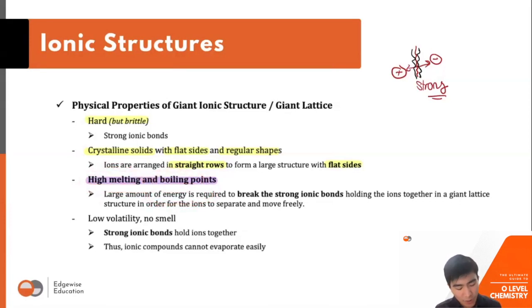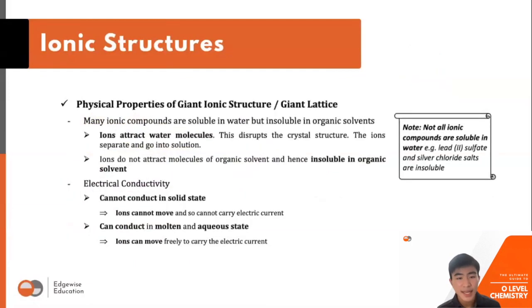Now next one, low volatility, no smell. This one no need to say much. It's not very important. Most important is the one in purple. All right. Now next, ionic compounds are soluble in water. This is something that you need to know. Very important. Soluble in water means can dissolve in water, but they are insoluble in organic solvent.